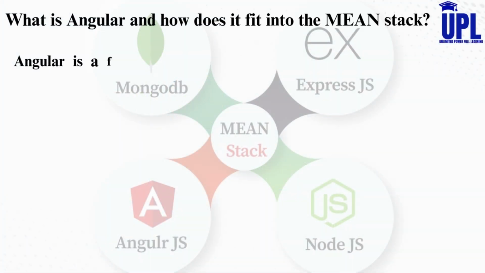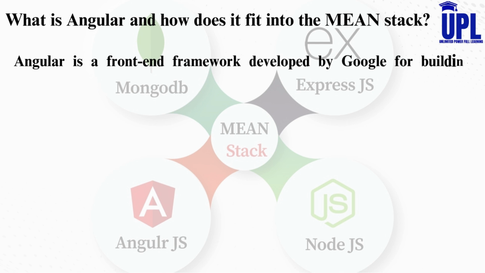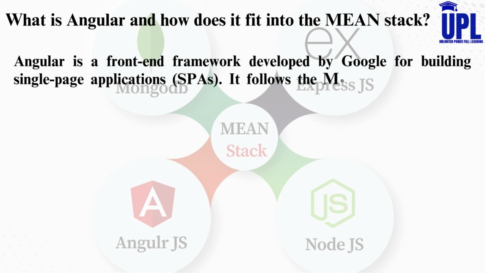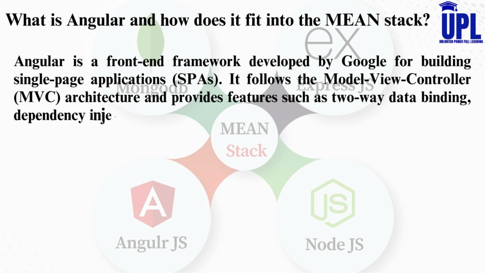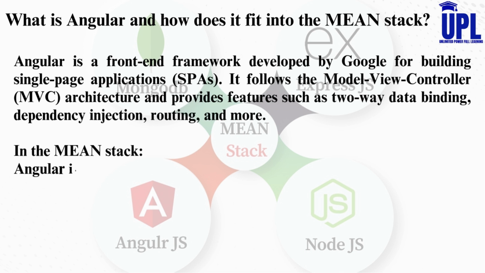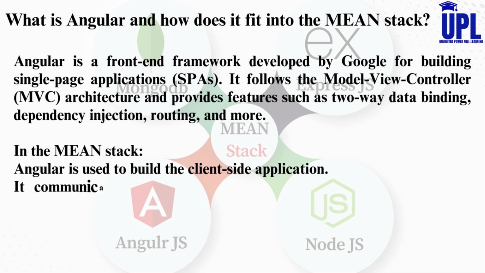What is Angular and how does it fit into the MEAN stack? Angular is a front-end framework developed by Google for building single-page applications (SPAs). It follows the Model View Controller (MVC) architecture and provides features such as two-way data binding, dependency injection, routing, and more. In the MEAN stack, Angular is used to build the client-side application.